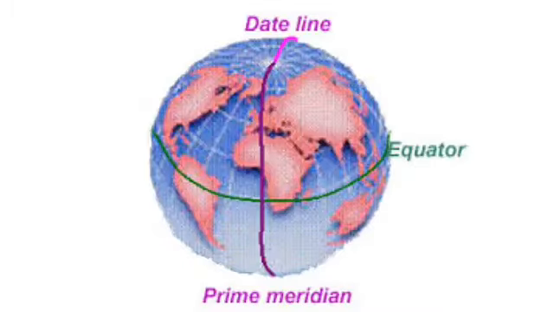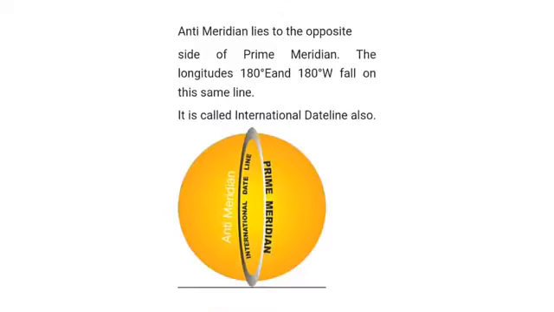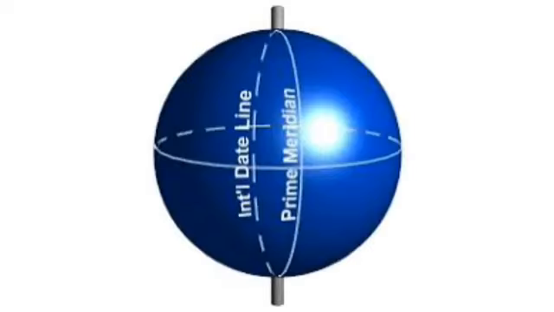Now we will talk about international dateline or anti-meridian. Anti-meridian lies to the opposite side of prime meridian. The longitudes 180 degree east and 180 degree west fall on this same line. It is called international dateline also. Now we are clear about international dateline and prime meridian. They lie opposite to each other on the globe or the earth.